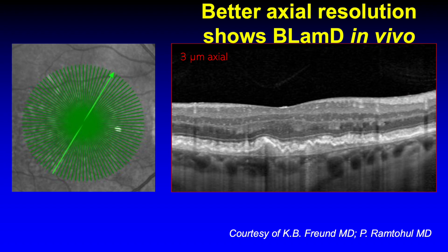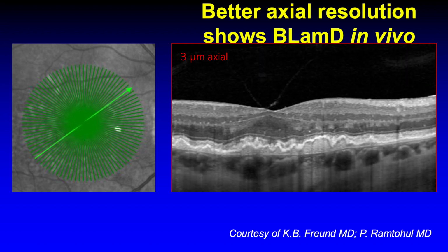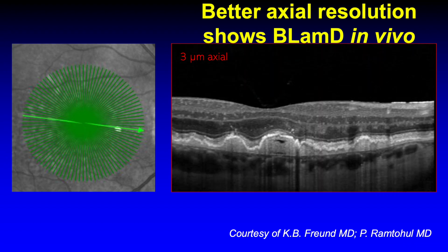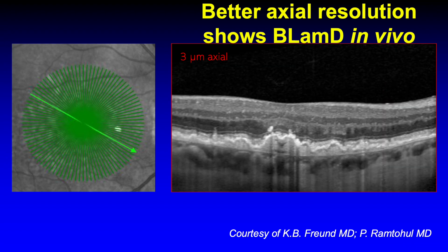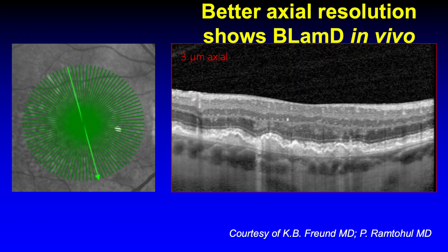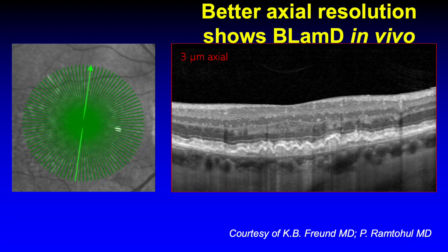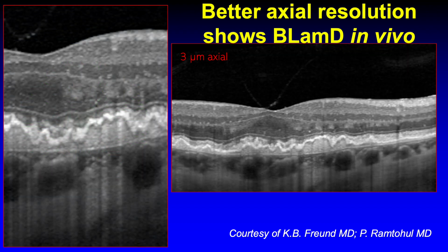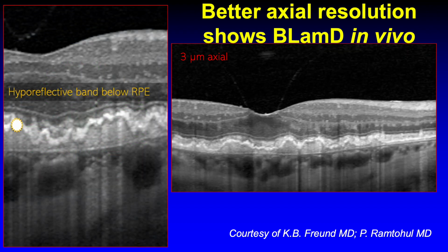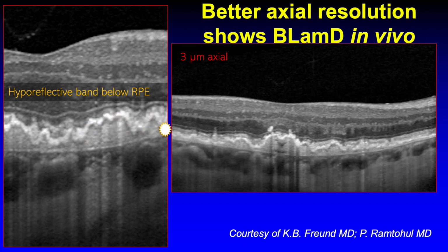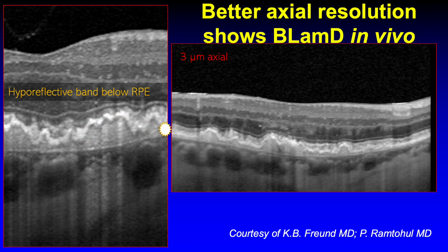New OCT technology may show even more details of BLamD. This device uses visible light technology to achieve 3 micrometers axial resolution. These scans through the fovea are collected on this radial pattern, and below the highly reflective RPE band is a hyporeflective band resembling BLamD over confluent soft drusen.